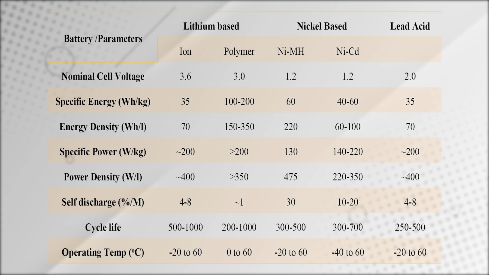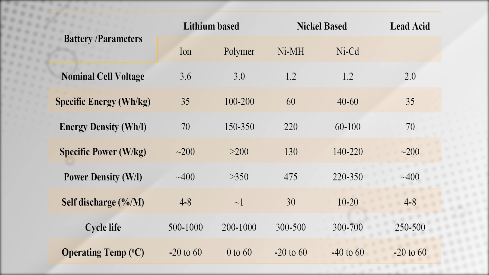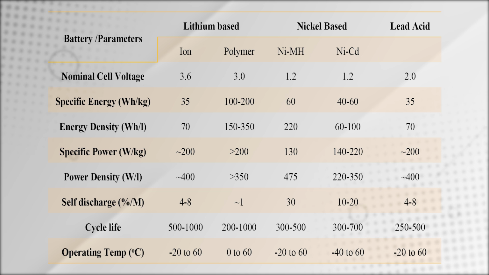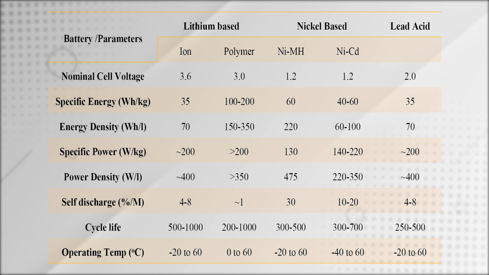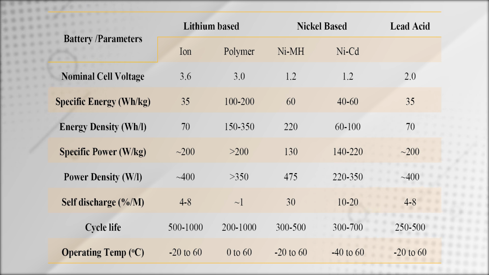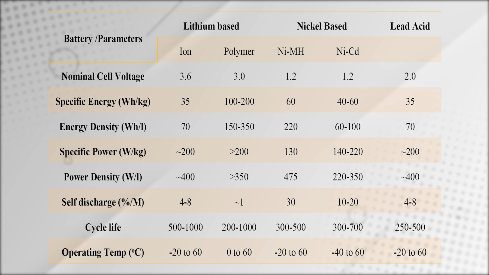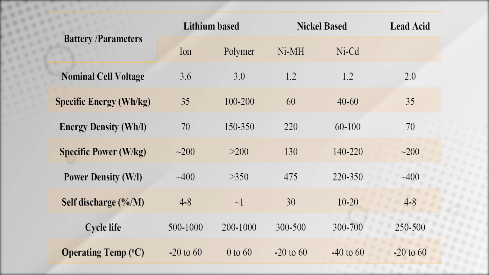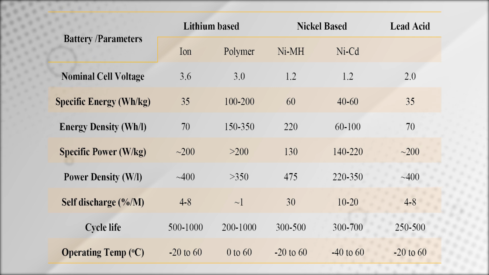for powering electric vehicles. The dominant characteristics and comparison of various battery technologies are presented here in terms of nominal cell voltage, specific energy, energy density, specific power, power density, self discharging percentage, life cycle and operating temperature. So, based on these characteristics and features, one can choose a particular battery for a particular electric propulsion system.